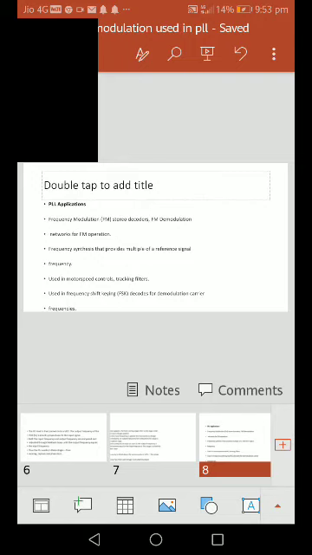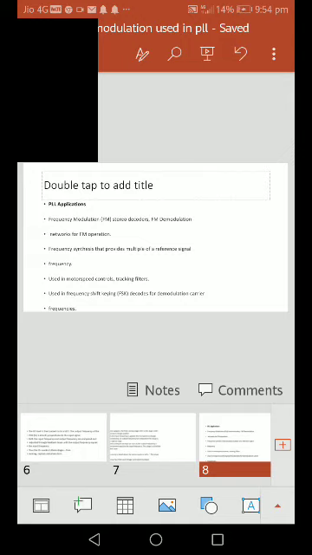Applications of PLL are frequency modulation FM, stereo detector, and FM demodulation.